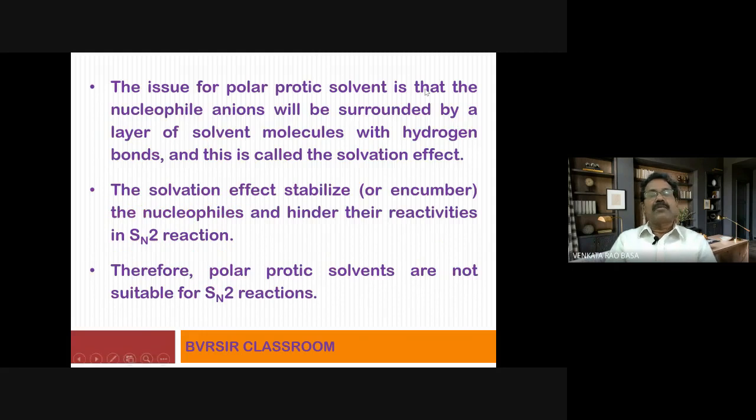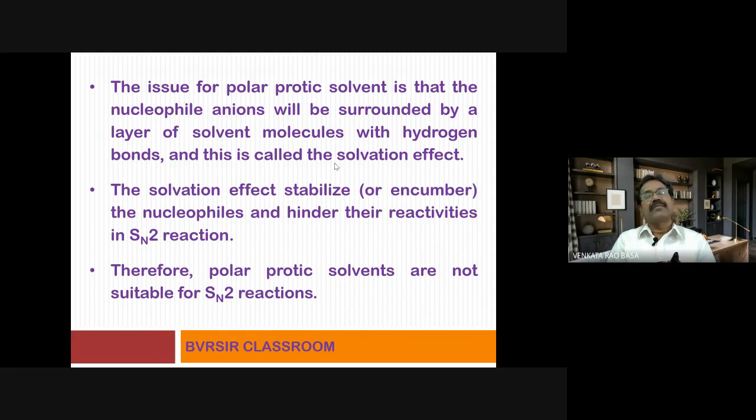The issue with polar protic solvents is that the nucleophile anions will be surrounded by a layer of solvent molecules with hydrogen bonds, and this is called the solvation effect. Solvation, in the sense, what is the meaning? The water molecules or solvent molecules are surrounding the nucleophile. When they are surrounding the nucleophile, the movement of the nucleophile towards the carbon becomes difficult. It becomes slow.